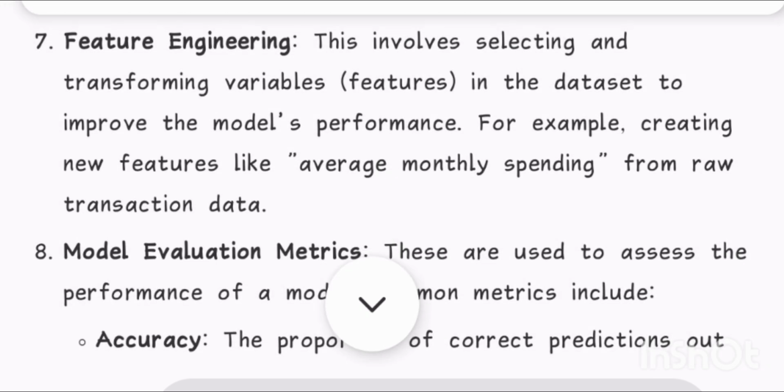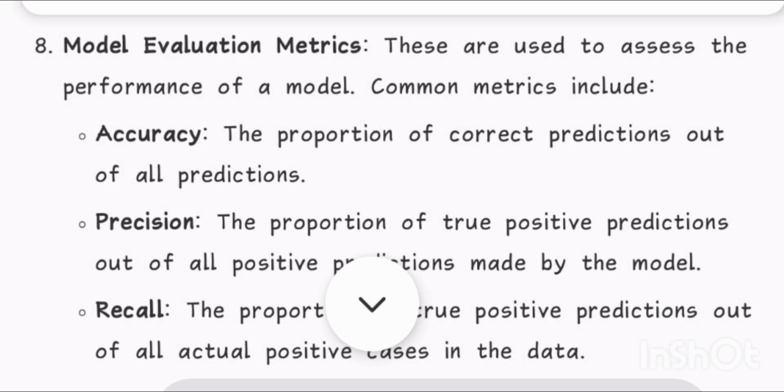7. Feature engineering. This involves transforming variables, features, in the dataset to improve the model's performance. For example, creating new features like average monthly spending from raw transaction data. 8. Model evaluation metrics. These are used to assess the performance of a model.